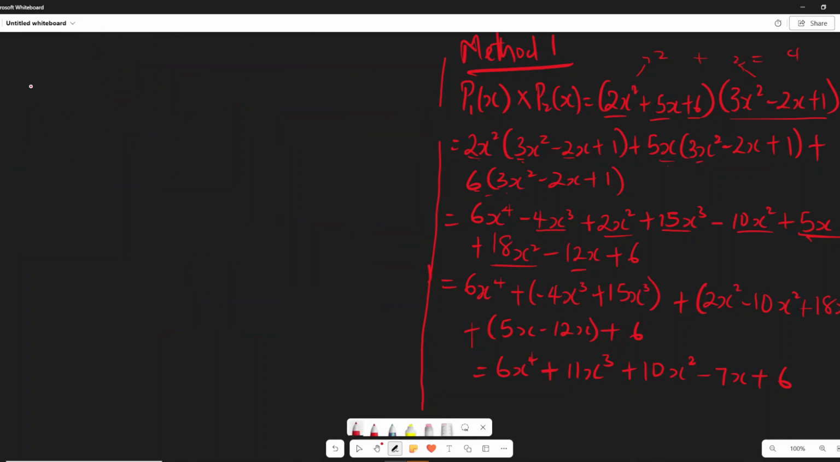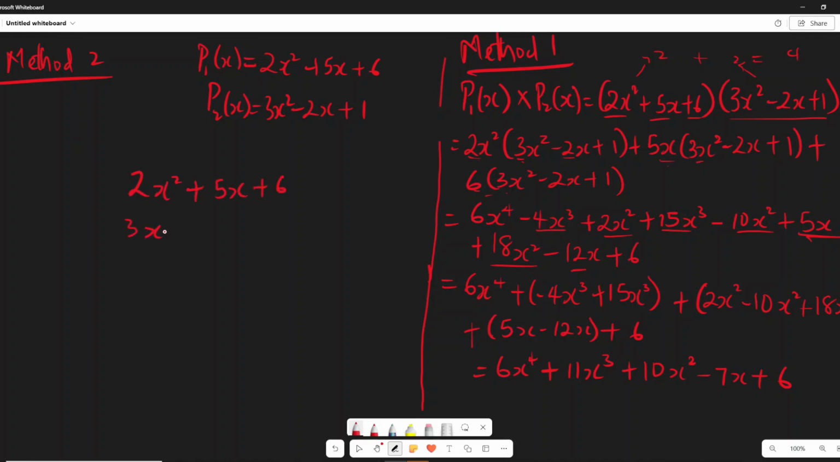Alright, for the second method, when we multiply in this way, remember we're multiplying p1 of x, which is 2x squared plus 5x plus 6, and p2 of x, which is 3x squared minus 2x plus 1. Here's how I multiply. I can write 2x squared plus 5x plus 6, and then I write 3x squared minus 2x plus 1. So I'm multiplying this way.